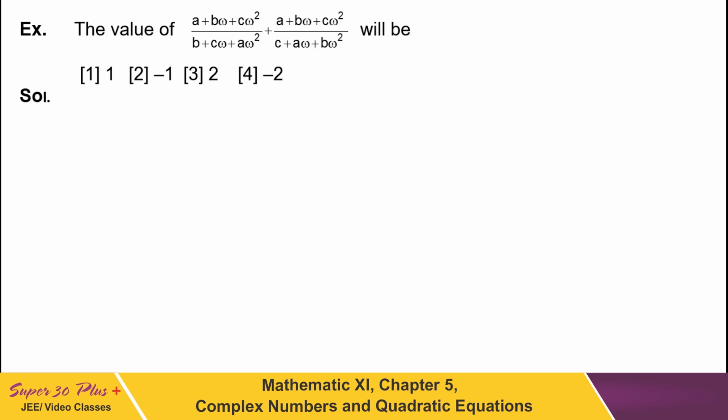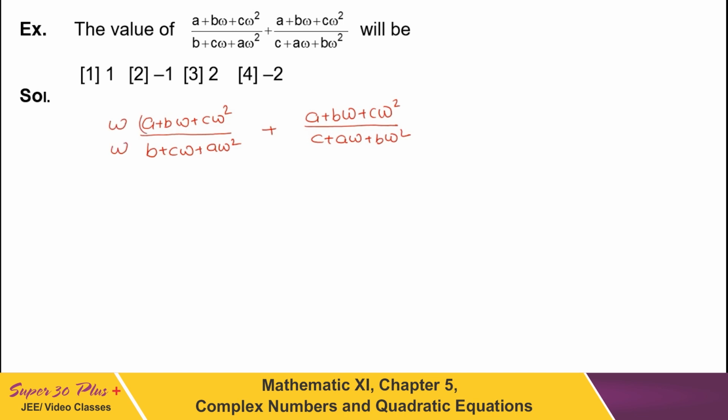Students, let's see one more example. We have to find the value of this expression: (a + bω + cω²)/(b + cω + aω²) + (a + bω + cω²)/(c + aω + bω²). Now we are going to multiply omega in the numerator and denominator of the first term. Then what will happen? Let's see.